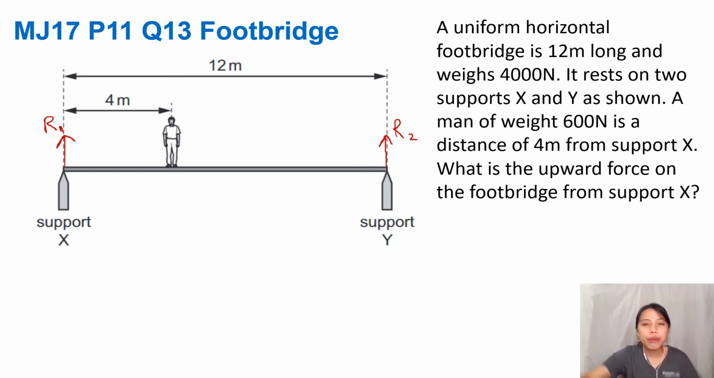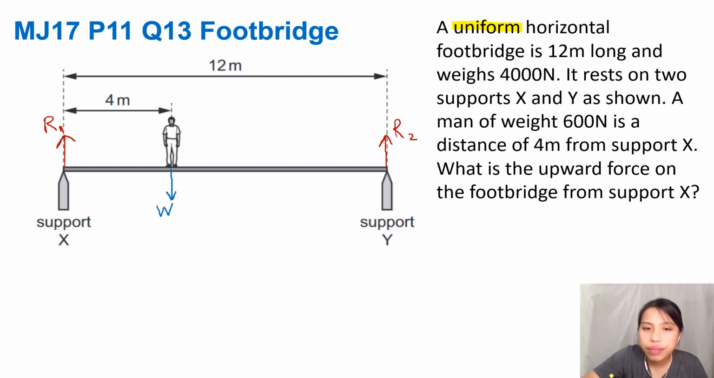First step when you see questions like this, draw all the forces at play. Anything you know from your types of forces: reaction, friction, well, nothing's moving, so no friction. Also, remember the keyword: uniform horizontal footbridge. What does uniform mean? It means the weight is evenly distributed throughout the whole rod. So we have the man's weight, right? Let's draw that out. So the man has some weight.